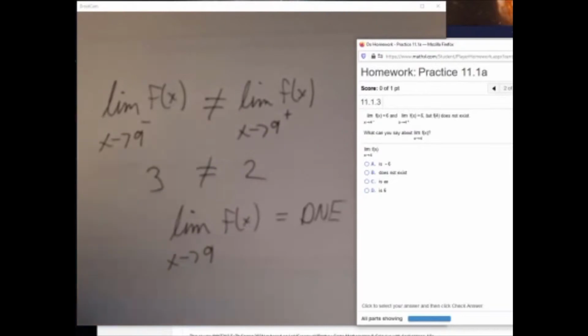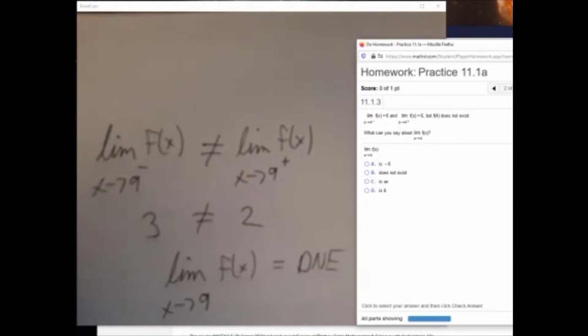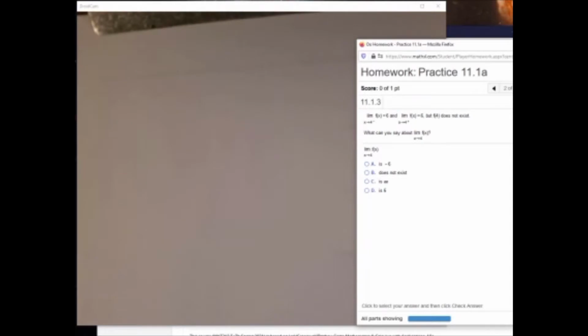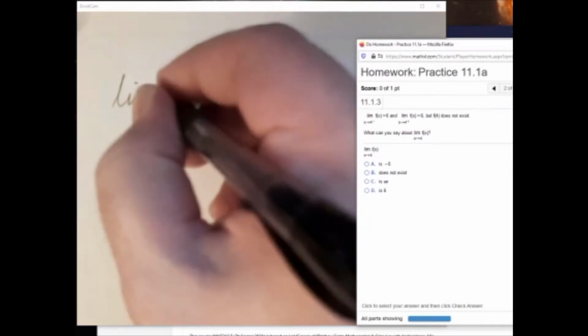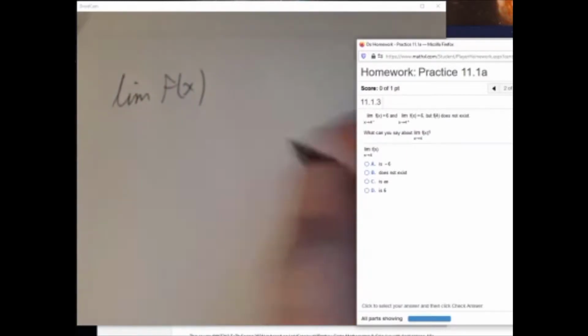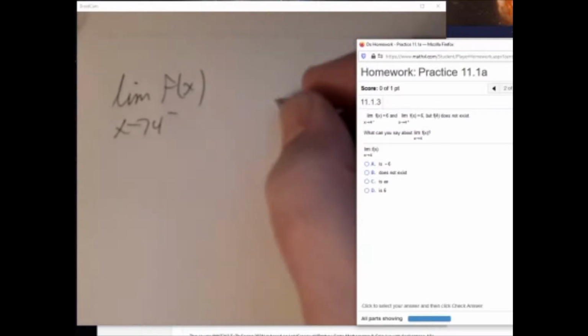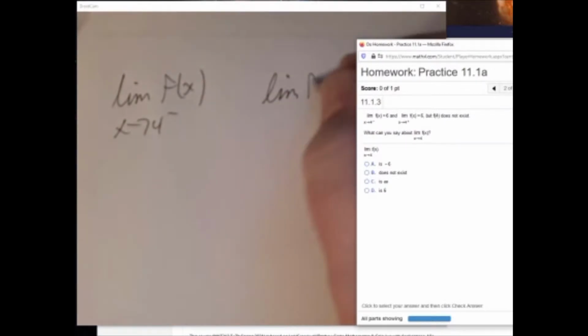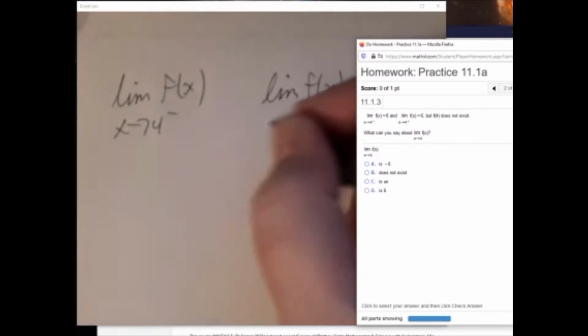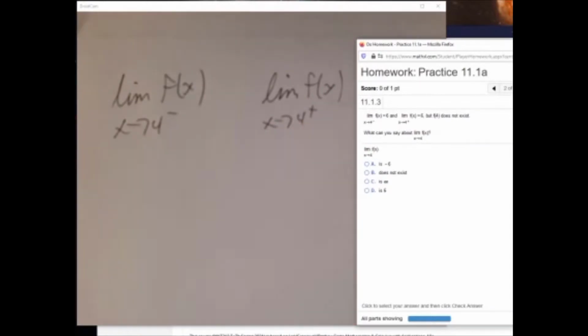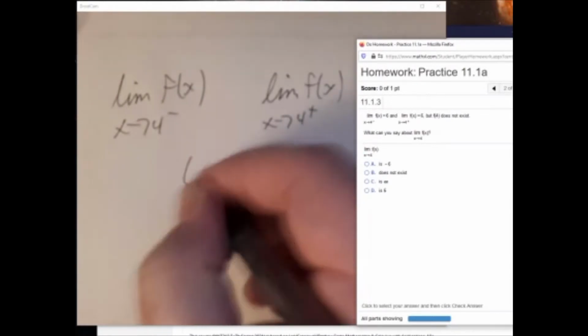So if we check out the next one, it's doing the same thing. They're giving us two limits again. So we've got another left-sided limit and a right-sided limit. And they're telling us these are both 6.